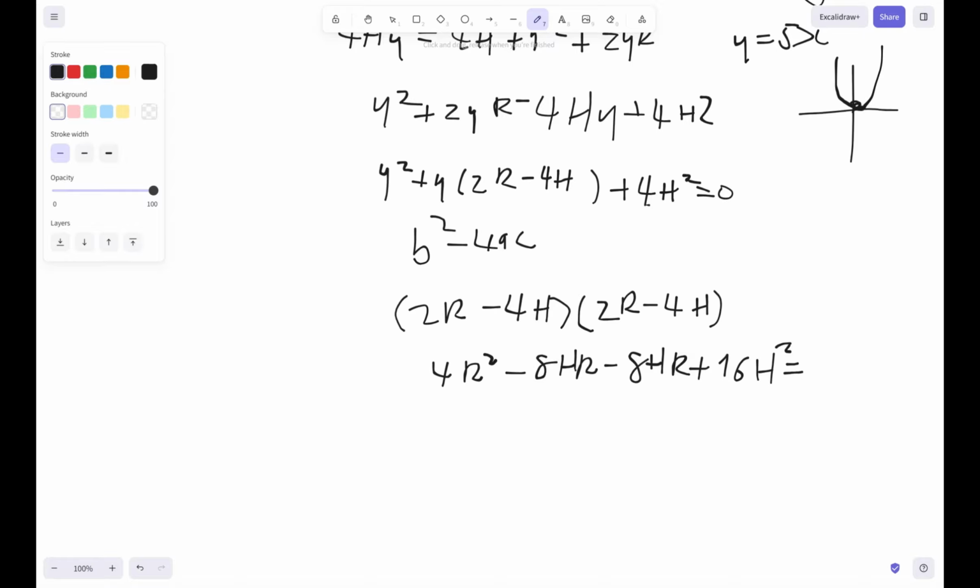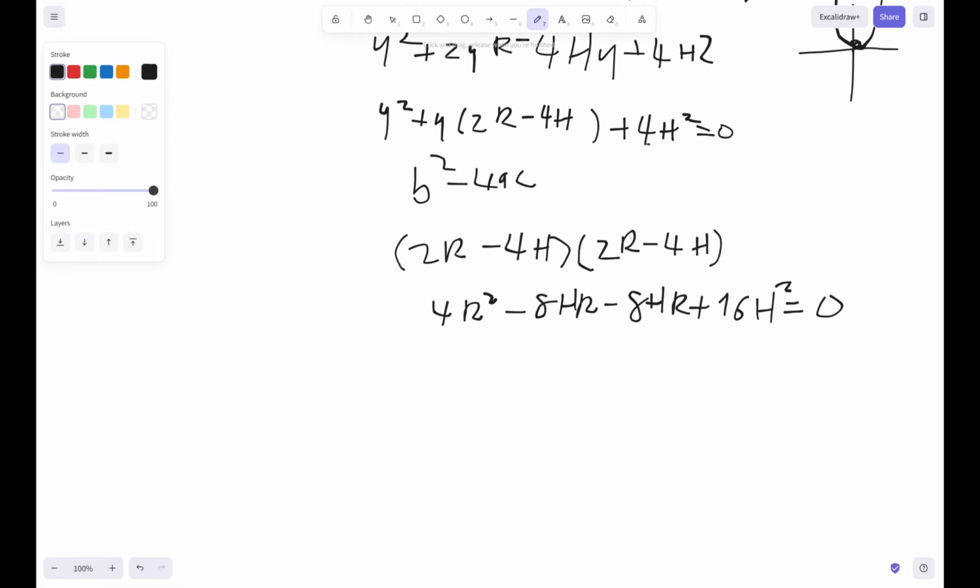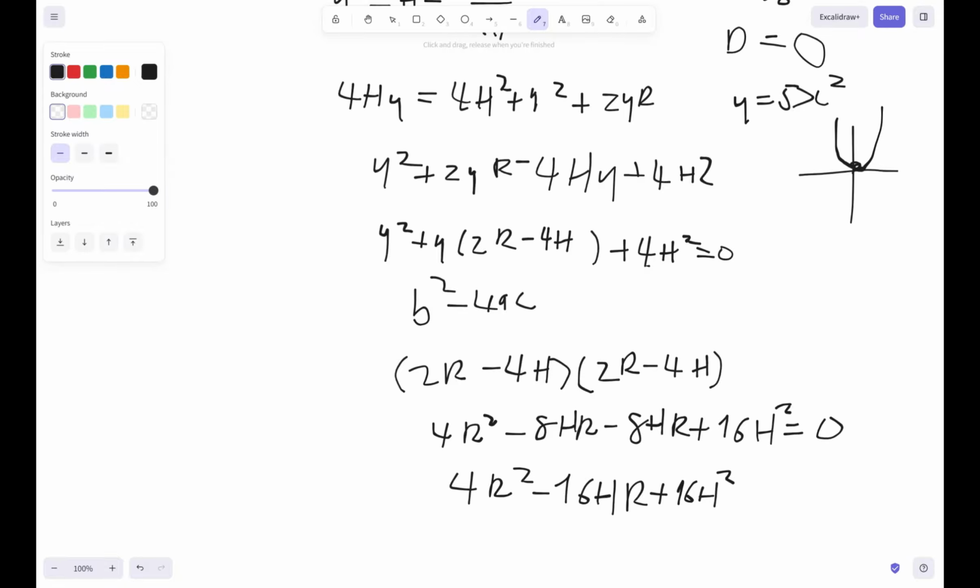Equals to 0. Yeah, 4r squared minus h plus h squared. Hold up. Something ain't right.